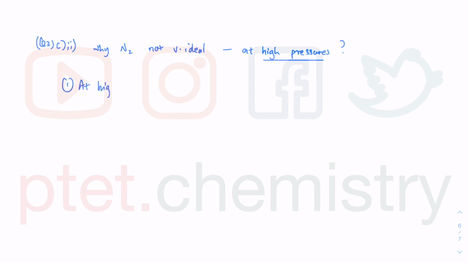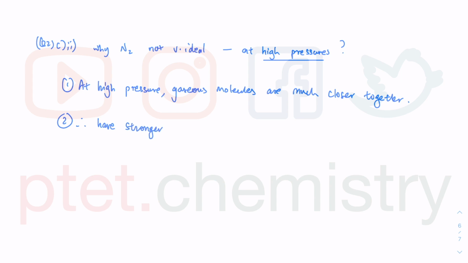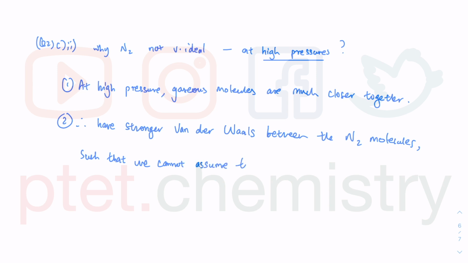At high pressure, your N2 gaseous molecules are much closer together. They are compressed in the space and squeezed closer together. Therefore, when they are closer together, they will have stronger intermolecular forces, which in the case of N2 is just stronger van der Waals, because it's a non-polar molecule between atoms of the same electronegativity. The closer they are, the stronger the van der Waals between the molecules, such that we cannot assume them to be negligible anymore.